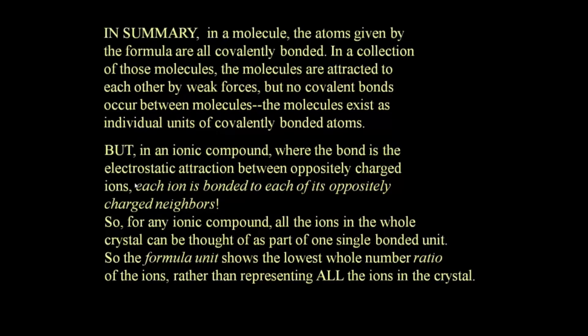So for any ionic compound, all the ions in the whole crystal can be thought of as part of one single bonded unit. So the formula unit shows the lowest whole number ratio of the ions, rather than representing very awkwardly all the ions in the crystal, which in most cases would be impossible to determine anyway. So that is the difference between a formula unit and a molecular formula.